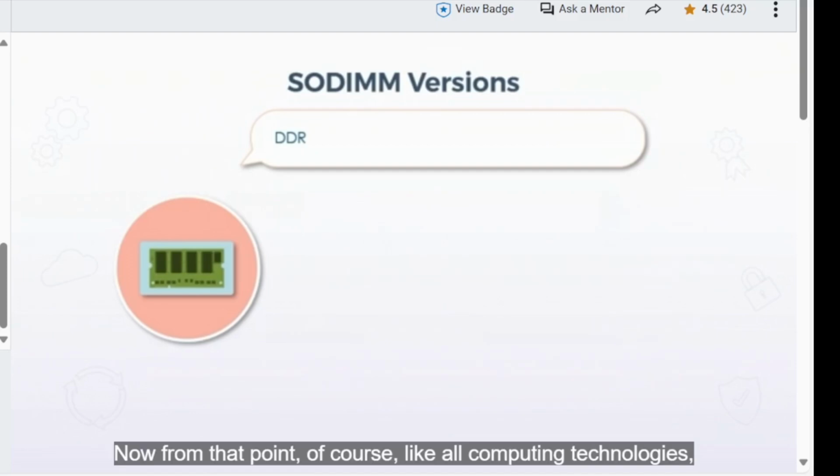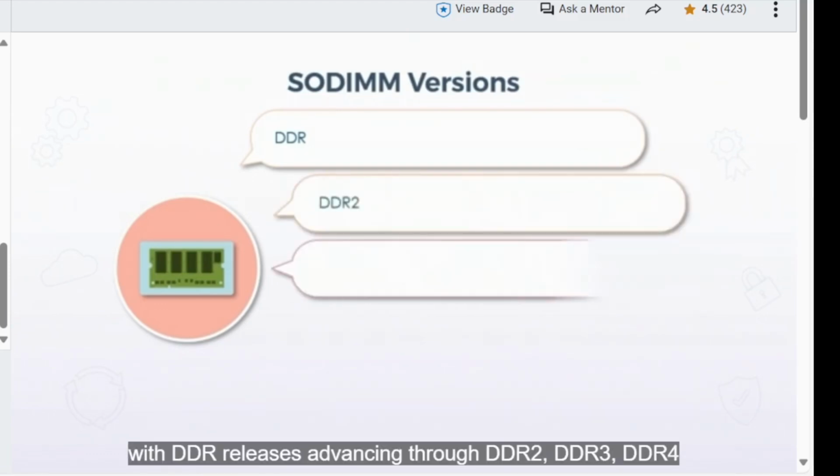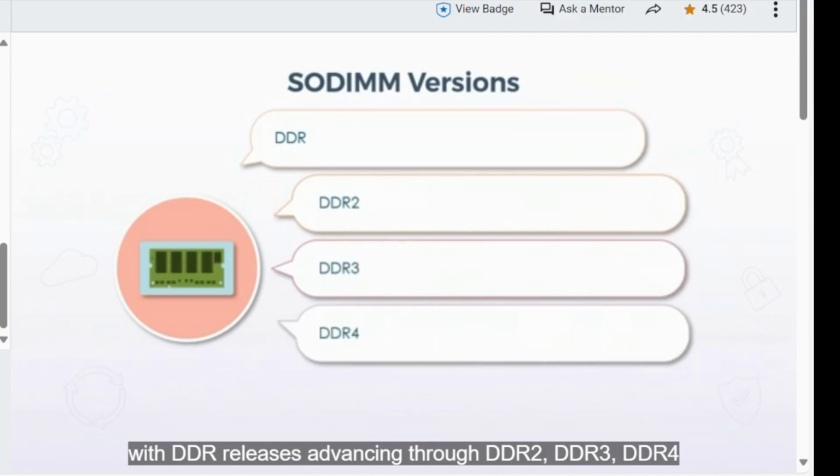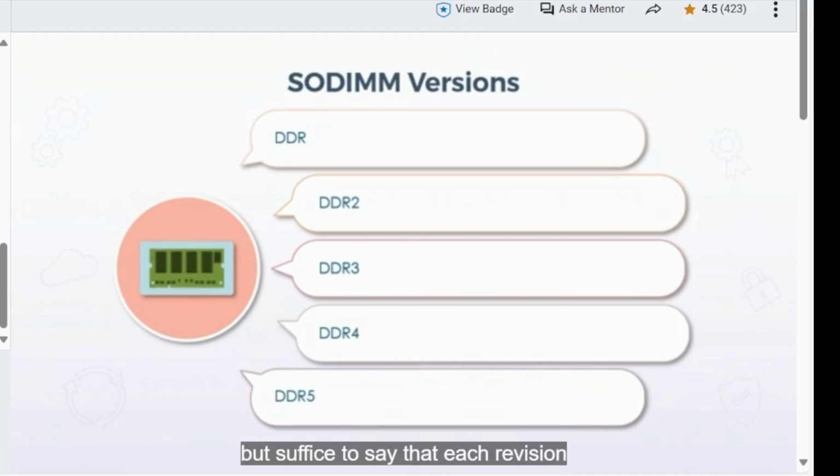Now, from that point, of course, like all computing technologies, DDR itself has also been improving ever since, with DDR releases advancing through DDR2, DDR3, DDR4, and at the time of this recording, its latest revision of DDR5. Again, each of these will be covered in greater detail in some upcoming videos, but suffice to say that each revision improved upon the performance of its predecessor. But again, SODIMMs, despite their smaller size, still adhere to all DDR specifications.